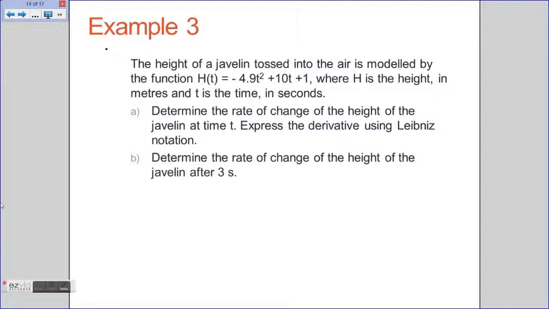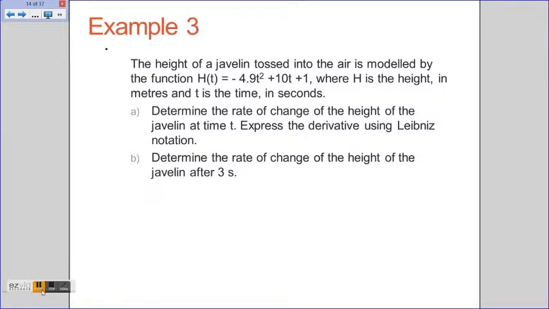Let's take a look at example number 3. Example number 3 is an application type question. The height of a javelin tossed into the air is modeled by the function h of t equals -4.9 t squared plus 10t plus 1, where h is the height in meters and t is the time in seconds. That is our function. We want to A, determine the rate of change of the height of the javelin at time t, expressing the derivative using Leibniz notation, and B, determine the rate of change of the height of the javelin after 3 seconds.